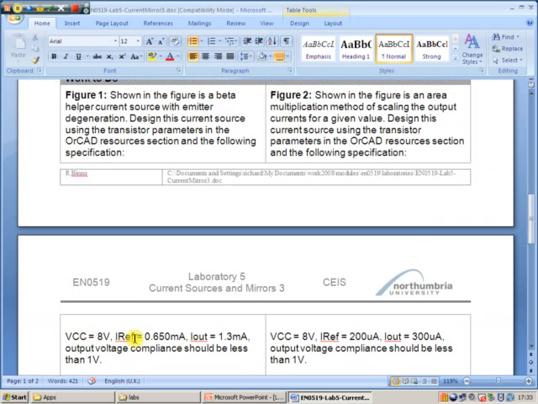VCC equals 8 volts, I reference 0.65 milliamps, I out 1.3. Scale ratio 2:1 output then. And on the opposite side we've got reference 200 microamps, output 300 microamps. Output voltage compliance should be 1 volt.